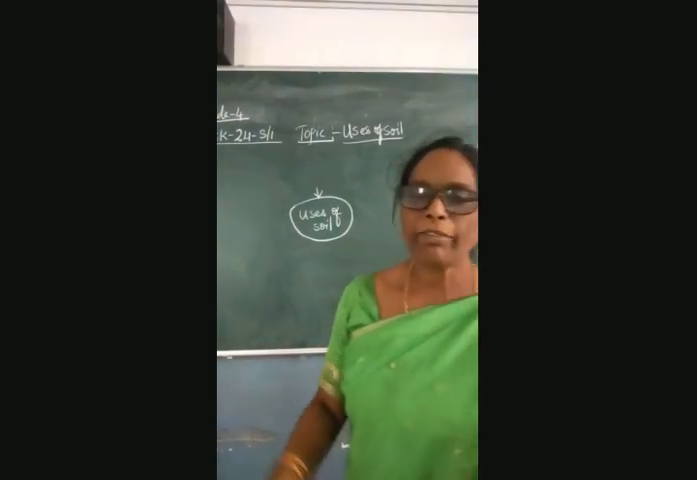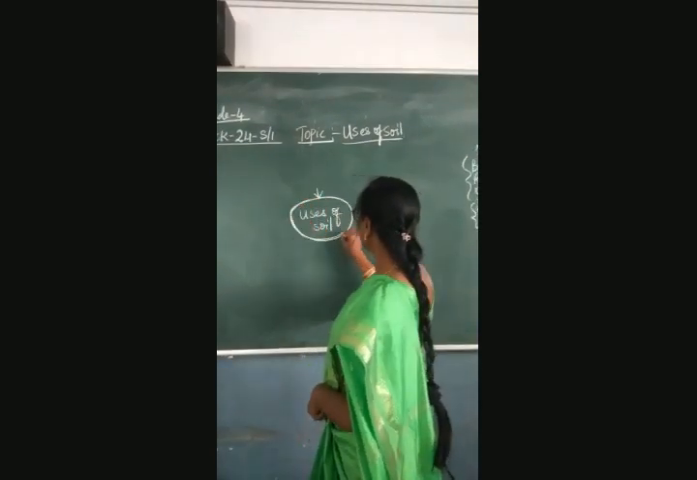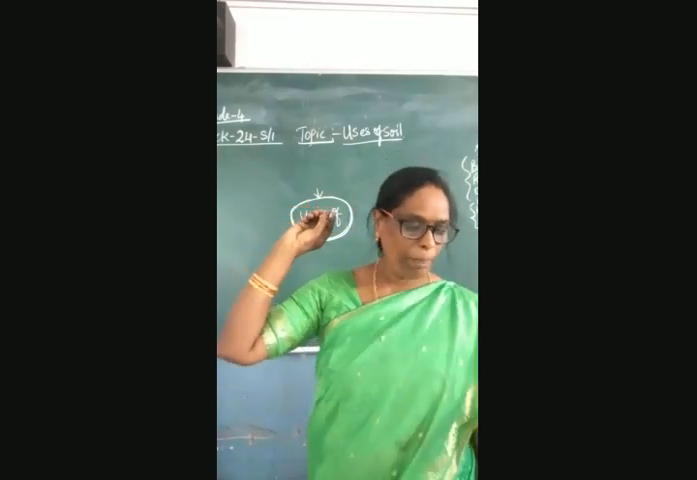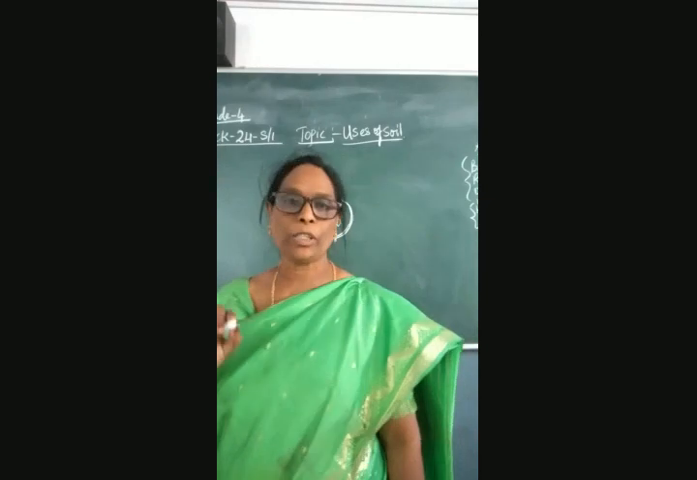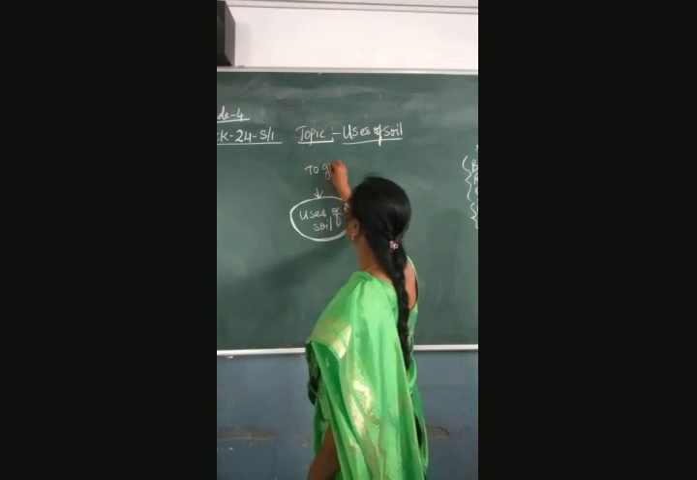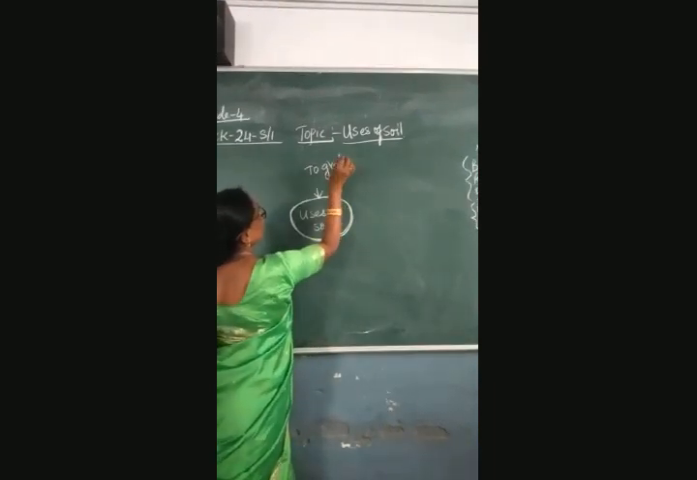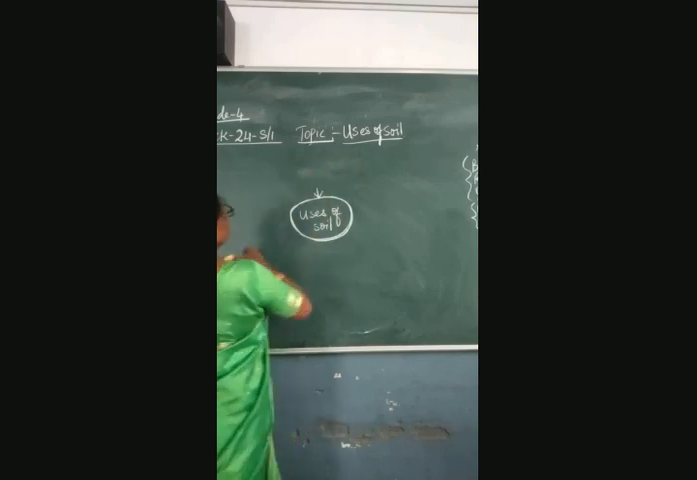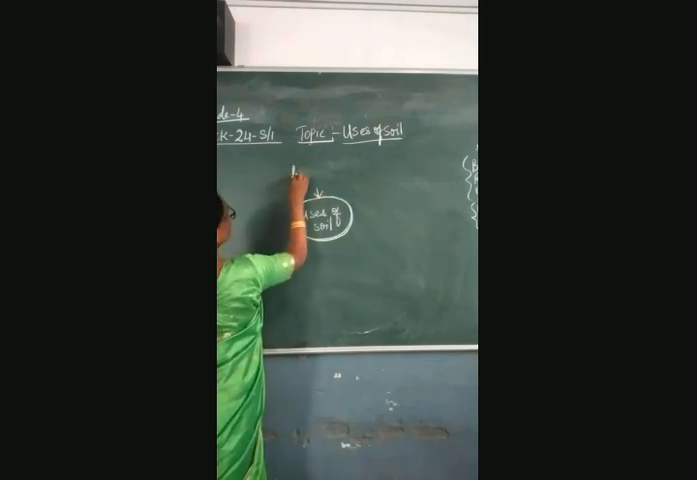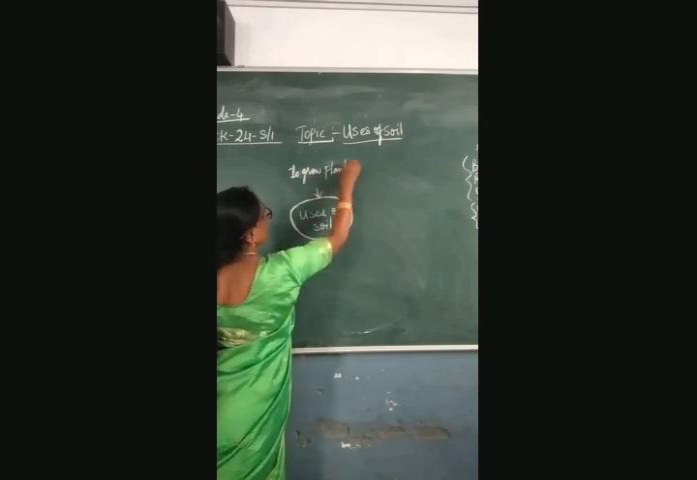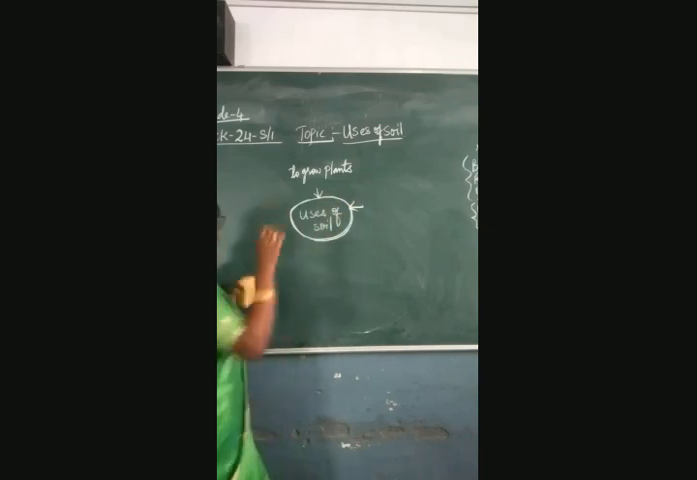So you can make a word web. Here I did a word web. So first thing, soil is used to grow plants. Why? Because plants need soil to grow. So here you can write: to grow plants.